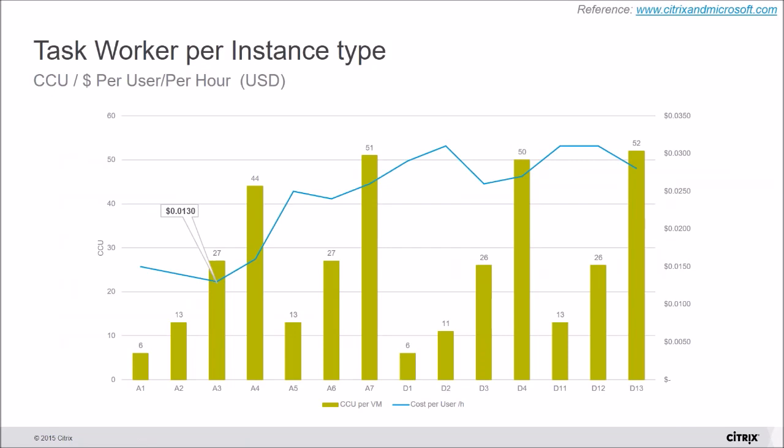What you'll see here is a task worker, so a light workload. Workloads are typically broken up into task, knowledge, and power worker. What we're seeing here is the density that we're getting from light workloads on different instances that we've chosen out of Azure. So what you're able to do here is determine quite quickly what sort of density you're going to get for the different type of workload and what that hourly cost would be per user or per session, if you like, in each of those instances.